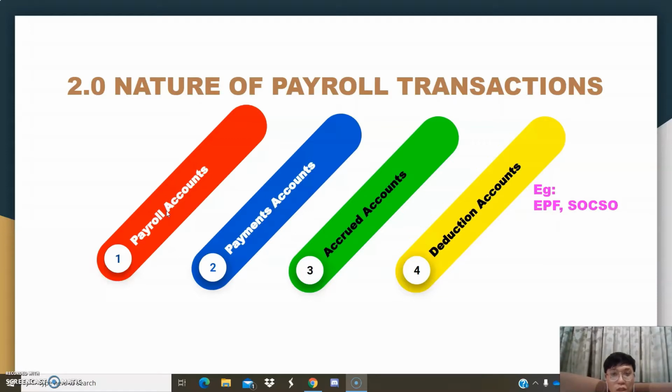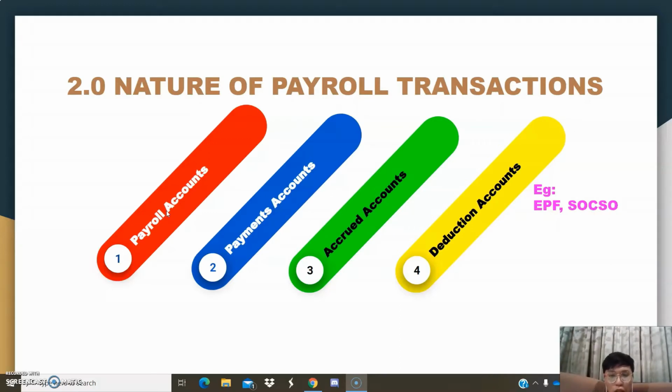It represents a liability for the employer. The accrued payroll concept is only used under the accrual basis of accounting. It's not used under the cash basis of accounting. Okay, the last one, deduction accounts.